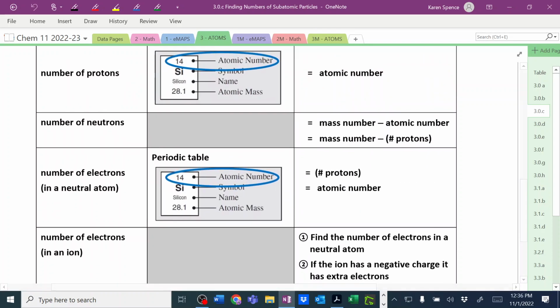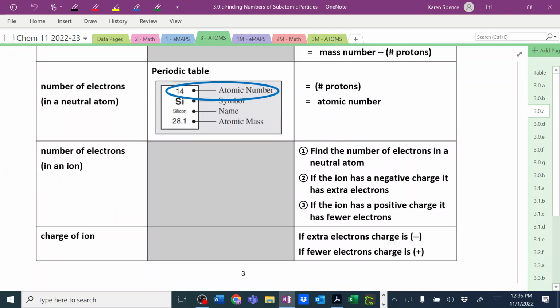Oh, I need to find electrons. What do I do? In a neutral atom, it is the same as the number of protons, because if you have the same number of negatives and positives, then guess what? It's 0 overall. And of course, protons is the same as the atomic number. Now, what if I have an ion? Find the number of electrons in a neutral atom. If you have a negative charge, then just add extra electrons. So if it's -2, add 2 electrons. If it's +3, take away 3 electrons.